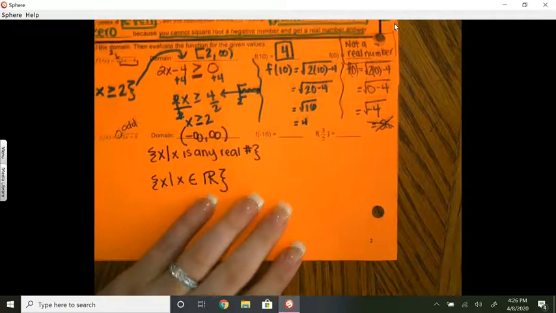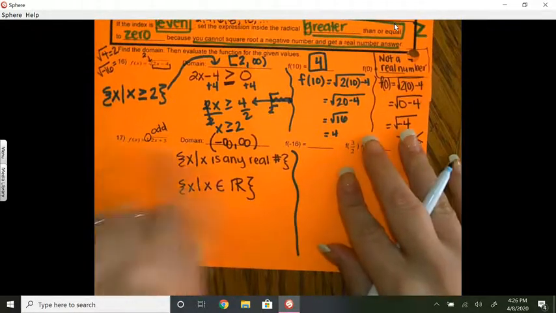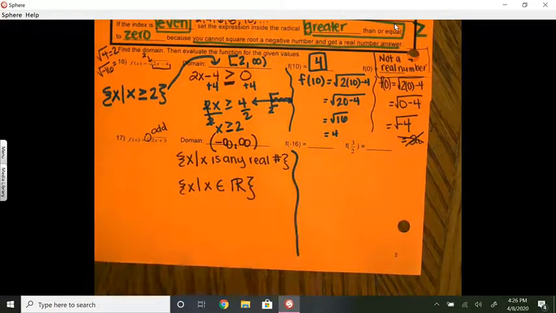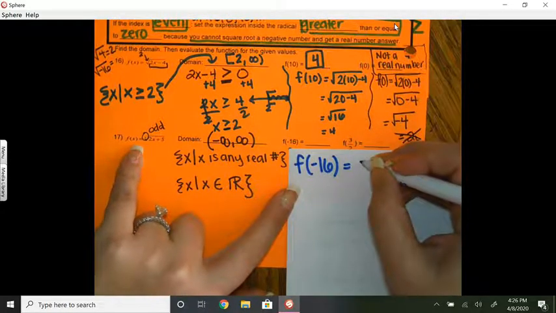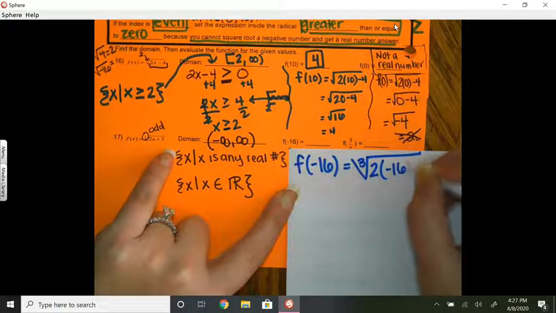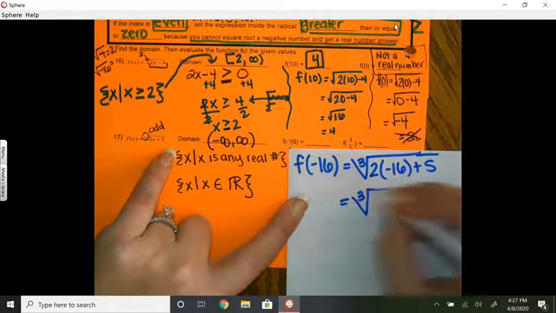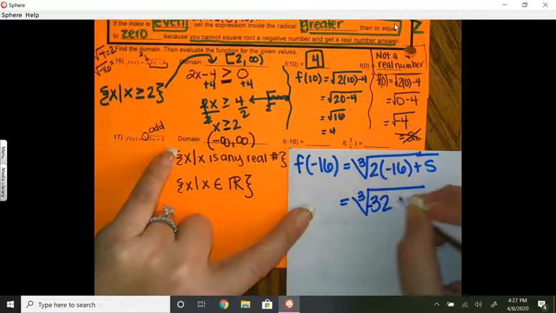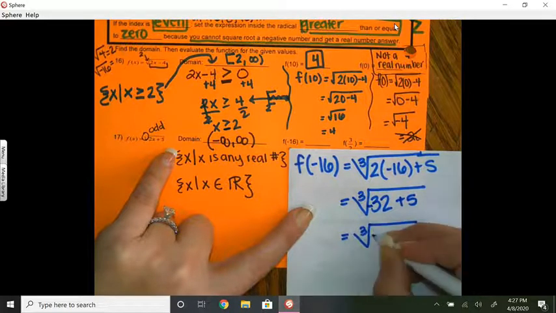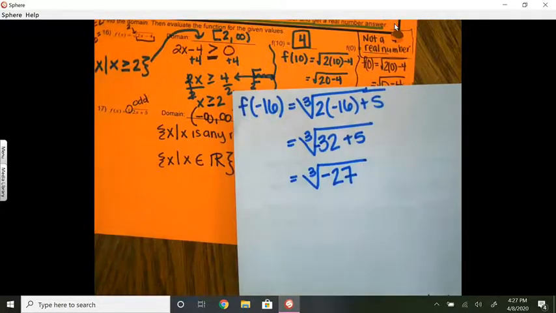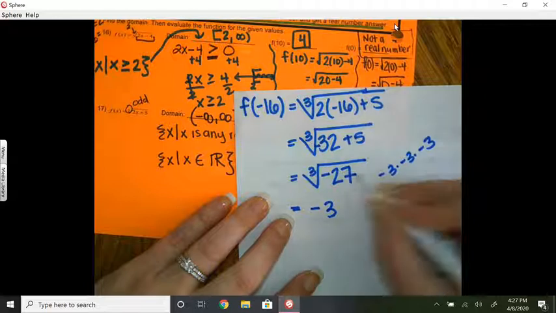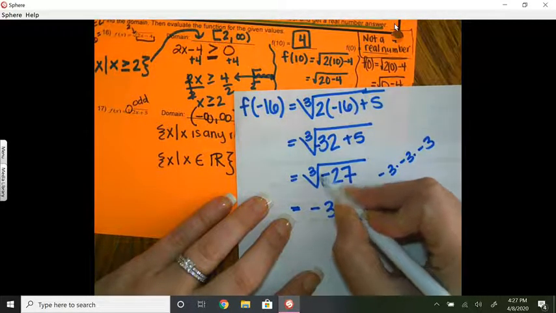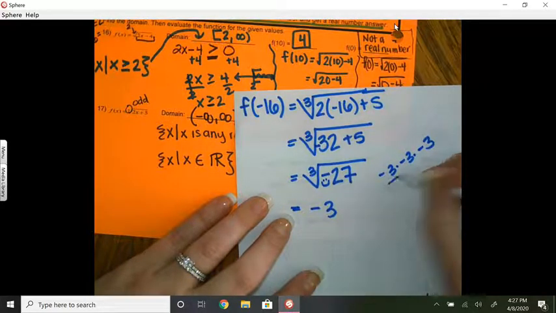Okay, so if we want to continue with this problem here from our notes, we know that both of these should work because our domain is all real numbers. So I'm going to go ahead and plug in now. This is saying, plug in -16 for x in the function. So we plug in the -16, and we get the cube root of -32 plus 5, which is -27. So what times itself 3 times is -27? That would be -3, because -3 times -3 times -3 would make -27. So it is okay to have a negative inside when this is odd, because 3 numbers can multiply to make a negative.